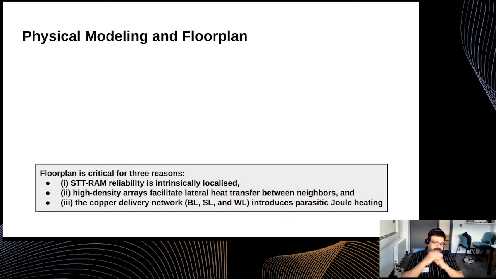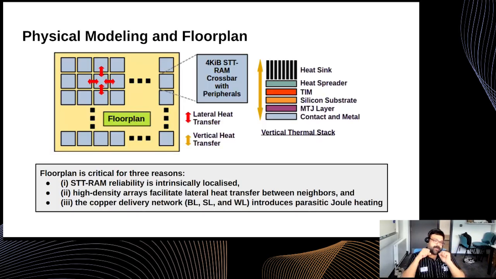Next, we have actually 2 different layers. One is called the front end of line, and the other is called the back end of line. The front end of line is built up with a copper delivery network along with the transistors, which can have a different kind of parasitic Joule heating than the back end of line, which is constructed by MTJs.